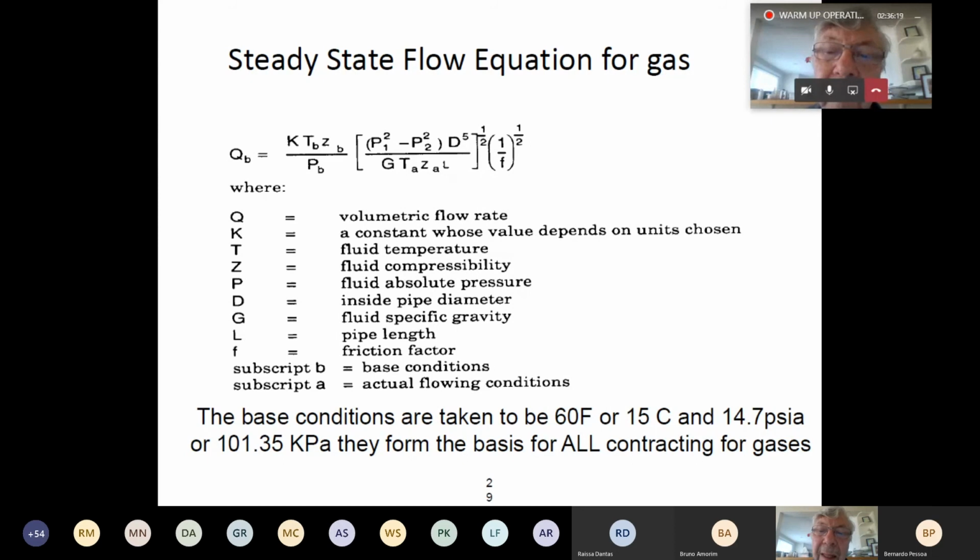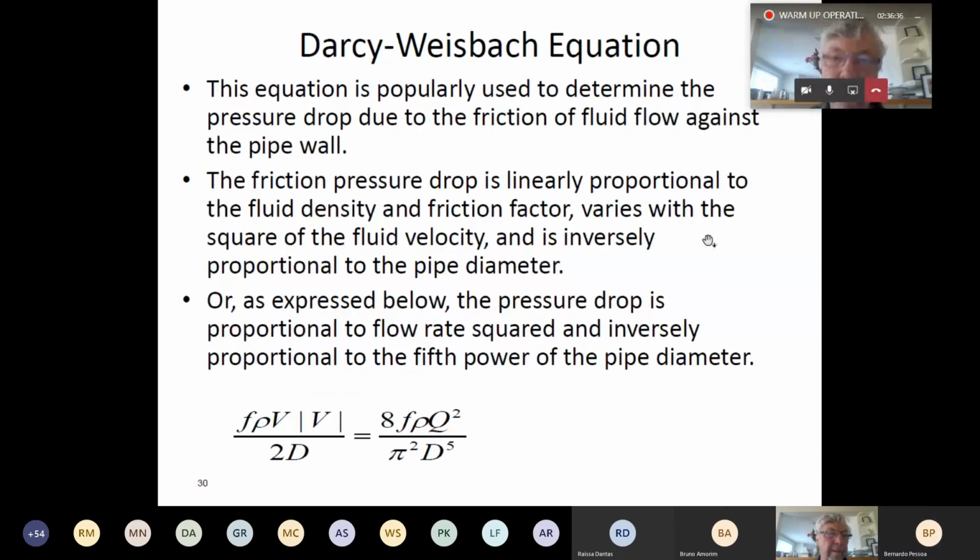And lastly, we'll look at the other bracketed term, the square root of 1 over F, and that's called the transmission factor. That's very important because it tries to take account of all the frictional losses in the system on a gas system. So let's go to the next slide, 30.